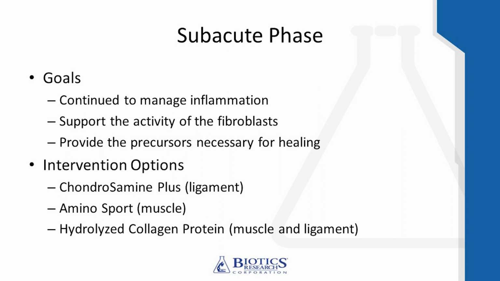Some of the different intervention options, this is where we can begin to segment different types of tissues. We're going to see the Chondroitin Plus. This I would focus on for more ligament type of applications. The Amino Sport is going to be a blend of amino acids here, including those essentials especially. And this is going to, if I've got a more muscular application, and then if I need to really address the muscle and the ligament together, the hydrolyzed collagen protein.